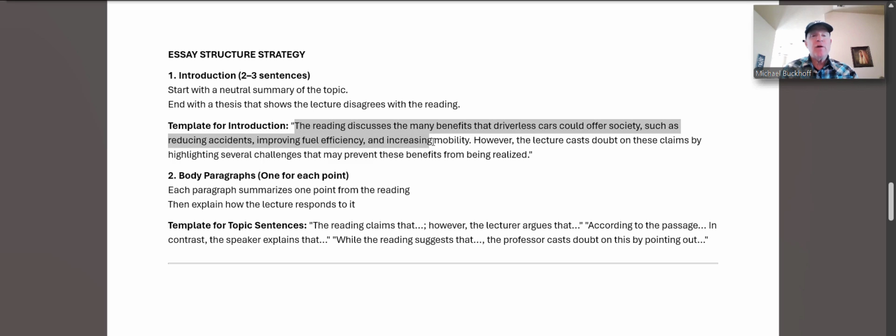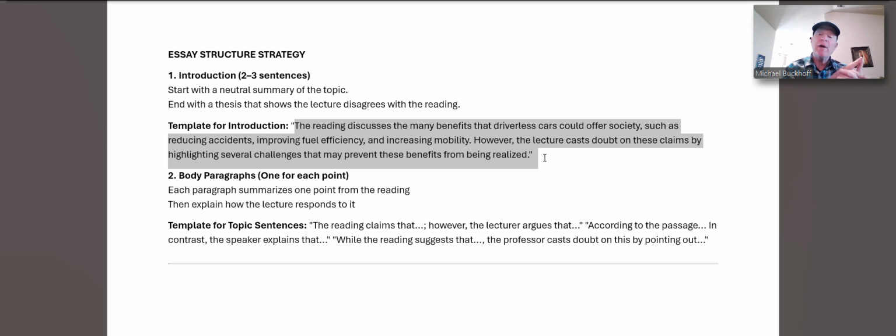So that's the purpose of the introduction, to combine the most important points from the reading with the most important points from the lecture. And that way you give your writing a clear path in each body paragraph. And that brings me to the second strategy here. Body paragraphs, 1 for each point. Each paragraph summarizes 1 point from the reading, and then it explains how the lecture responds to it. Point by point by point.